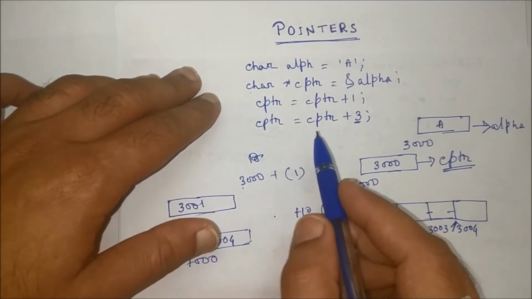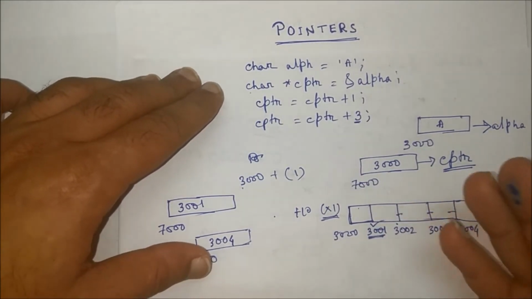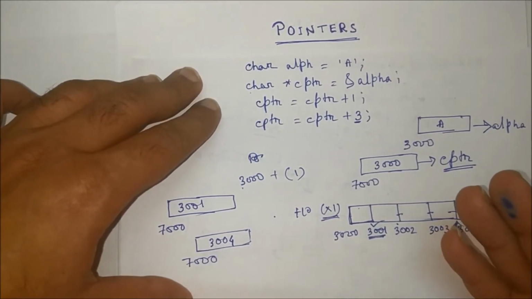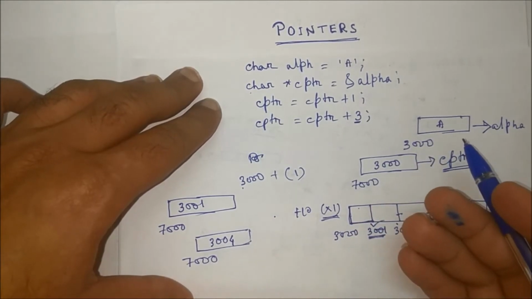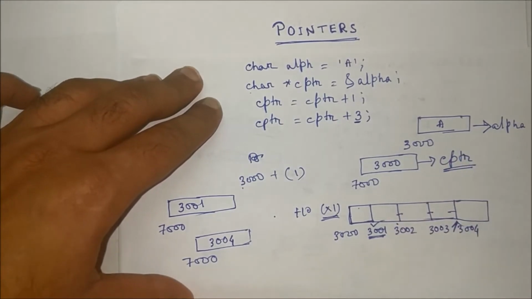So that's the way we can think about how the memory traversing will happen using the pointer variable, and which particular memory location it will point to after performing an addition operation with a number to a pointer.